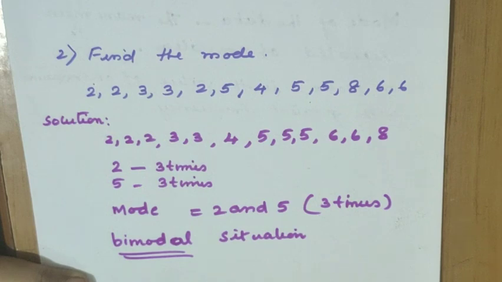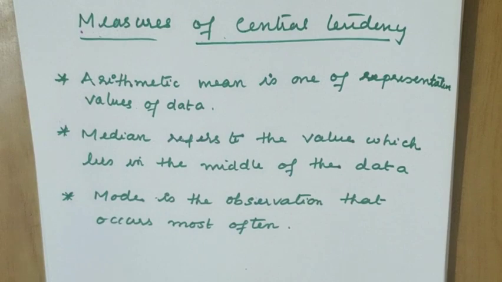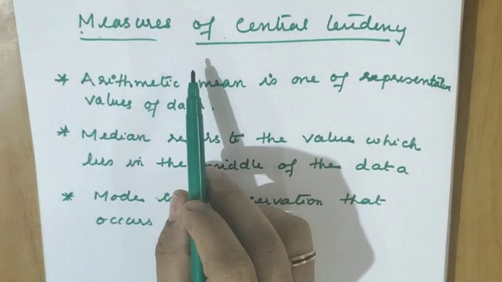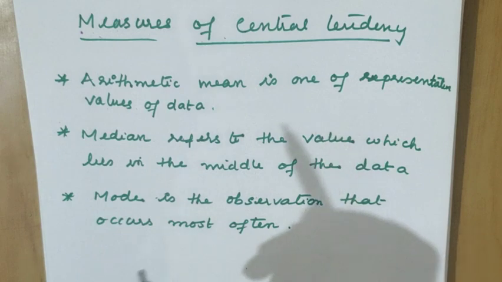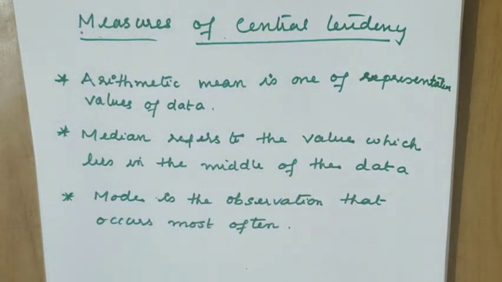Whatever interpretation we do is possible based on that observation only. So mode is also a measure of central tendency. In certain situations it is very useful, in certain situations mean is very useful, and in some other situations we have to use median. Till now we have discussed measures of central tendency. These all three, that is mean, median and mode, are representative values of the entire data.